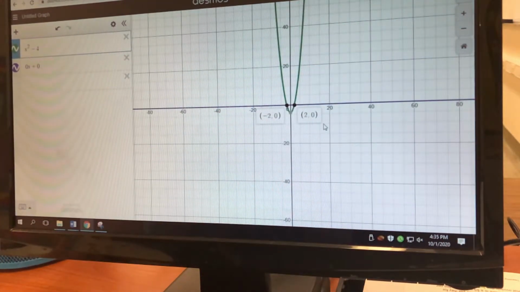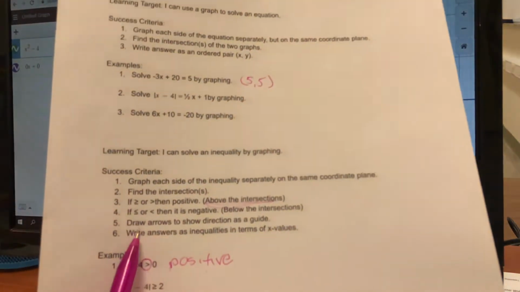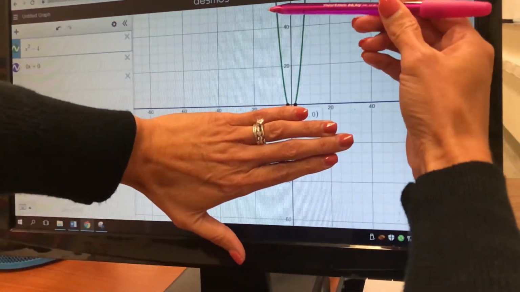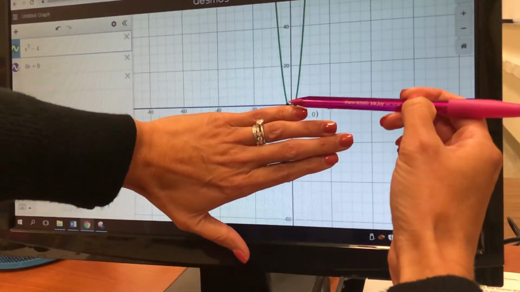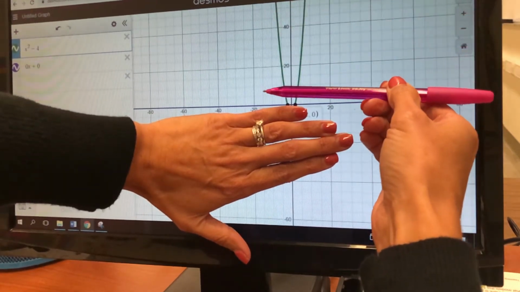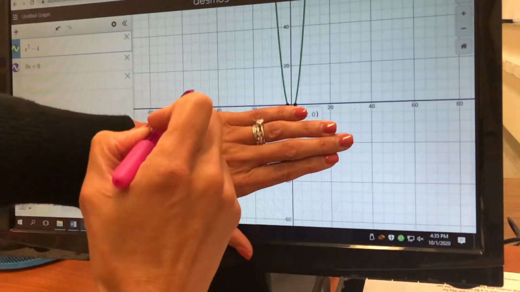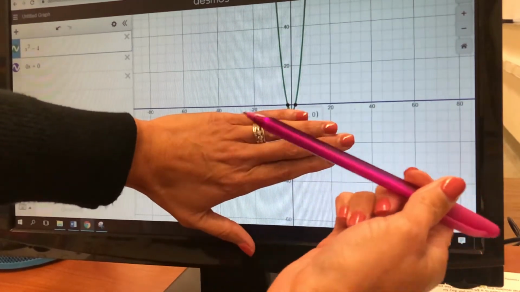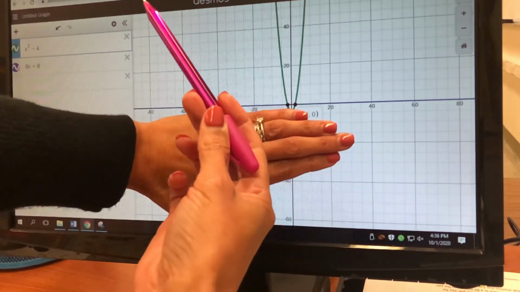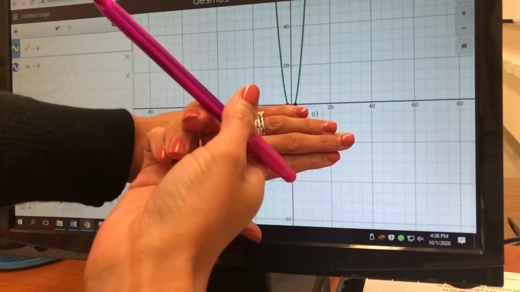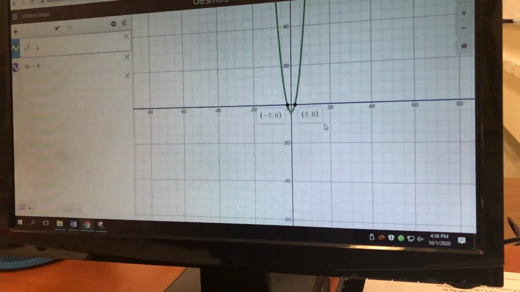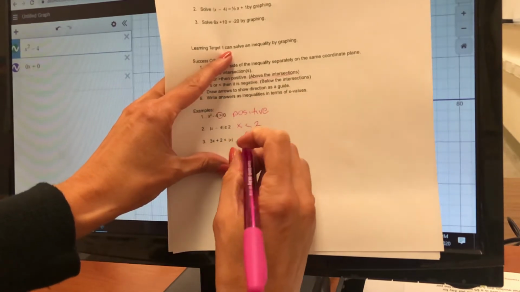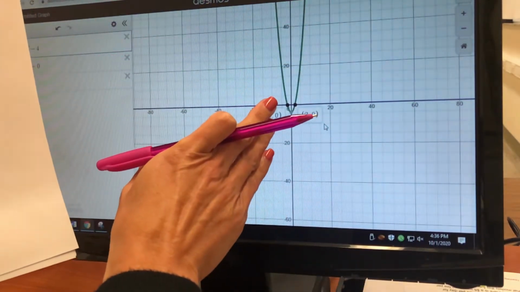I can't really draw arrows like I would on paper, but that's the next step, draw arrows. So if I'm looking at this piece, the arrow is going this way, so my x values are going out that way. That's -infinity to -2. So x is getting smaller as it goes this way. So the answer would be x less than -2 for this positive one over here.